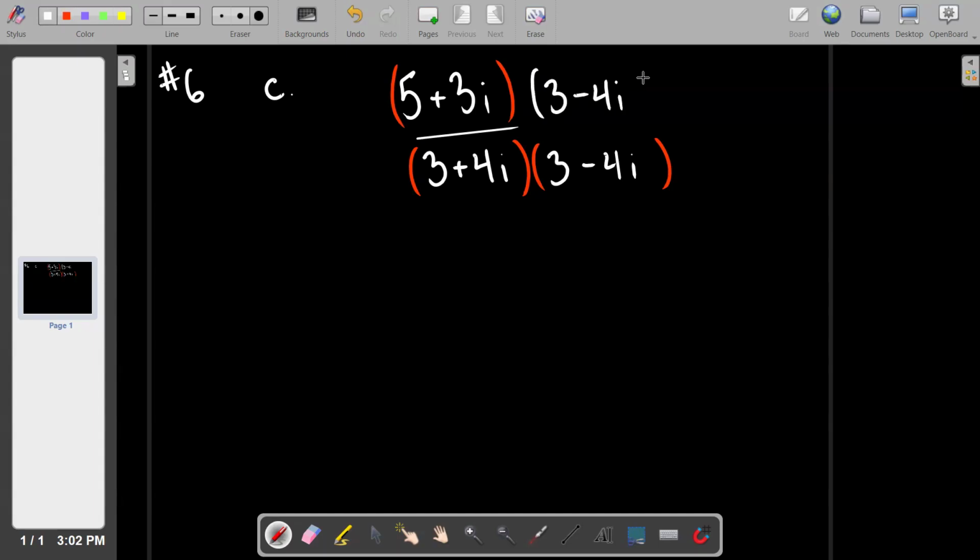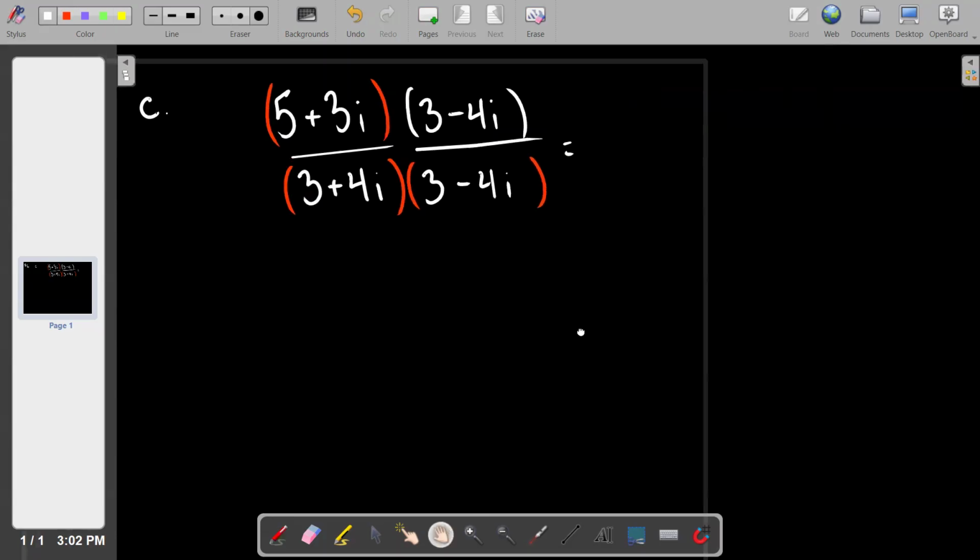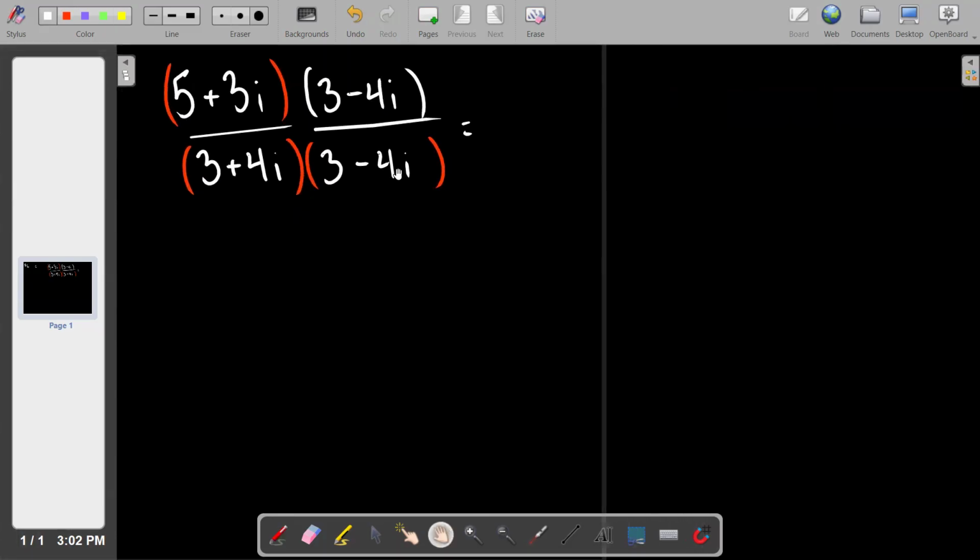So 3 minus 4i. And the reason why we do it on the bottom is different than the reason we do it on the top. The reason we do it on the bottom is to make a real number. The reason we do it on the top is so that we don't get stricken down by the math gods, right? So on the bottom, what do we get? Nice, good job. 25. That's just 3 times 3 and 4 times 4. And then the top is just what it is.